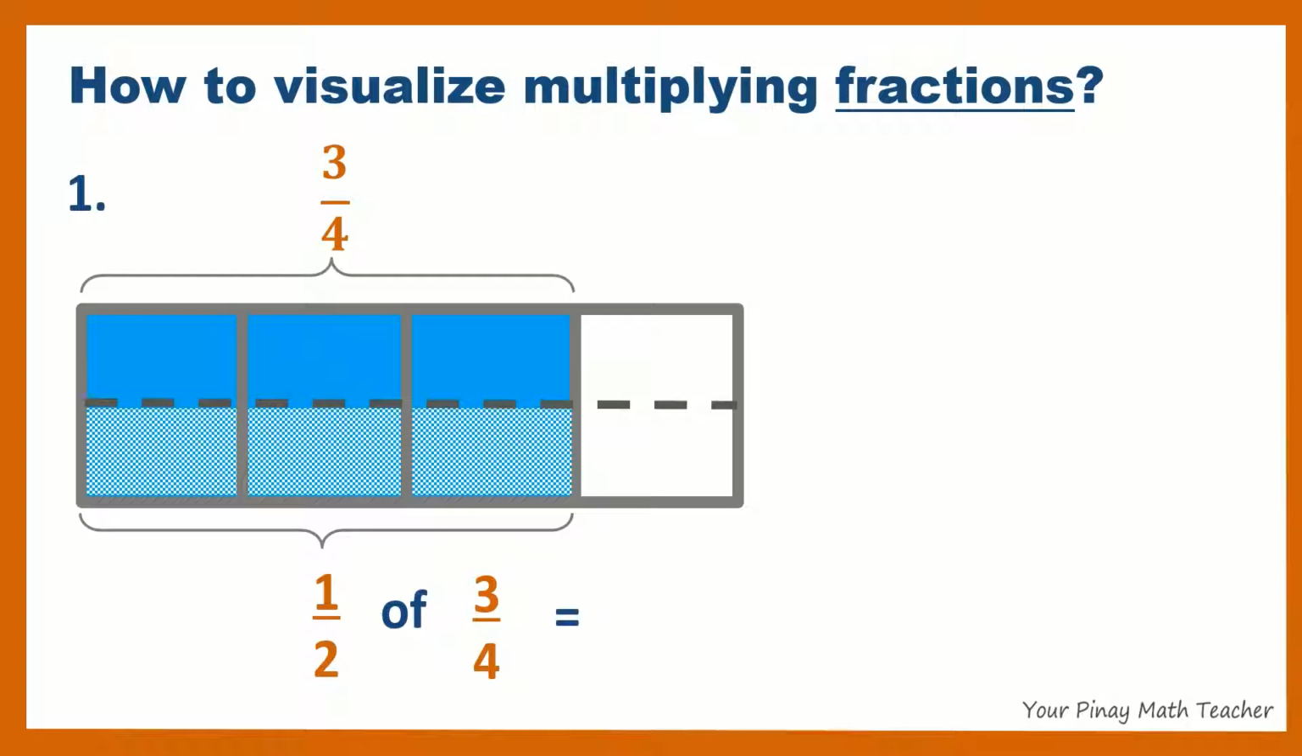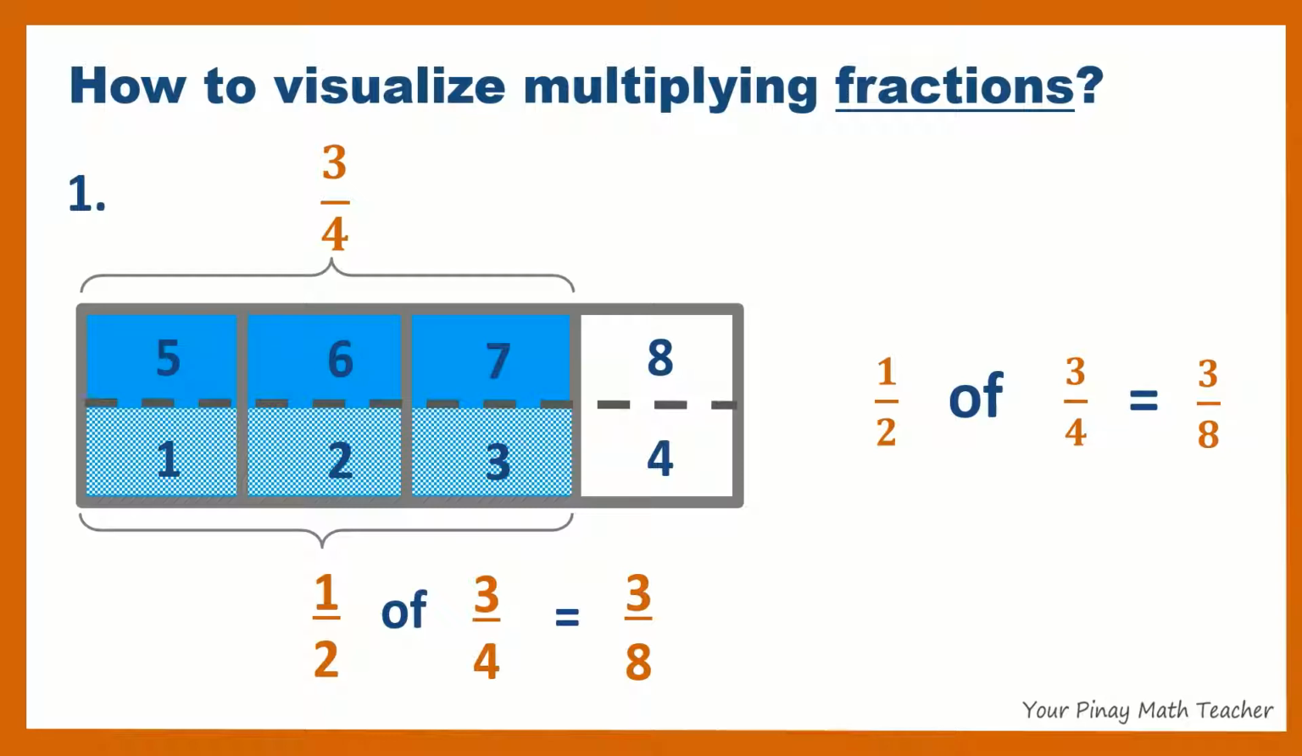You simply count the number of equal parts that are shaded twice. So we have 1, 2, 3. 3 out of the total number of equal parts, which is 8. So 1/2 of 3/4 is equal to 3/8.